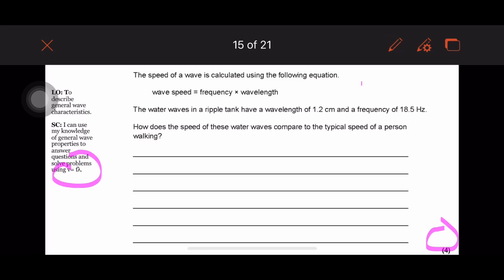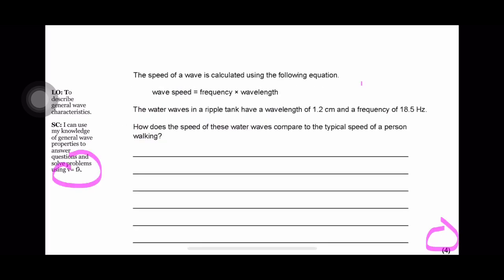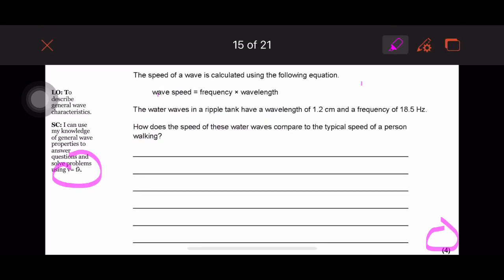Okay, this formula is already given to you. So why is it 4 marks? Because you're going to change this into meters. 1 mark for that. And then you're going to solve something using v is equal to f lambda.